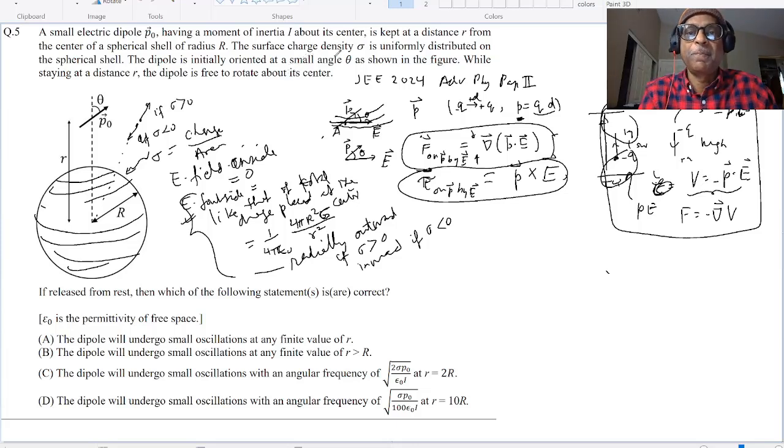So, it says that this dipole here can rotate about this point, and it has moment of inertia I. The dipole is free to rotate about the center. So it's kind of like a little needle with some pin in the middle. So this can rotate.